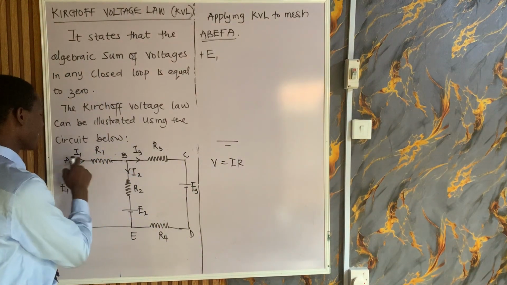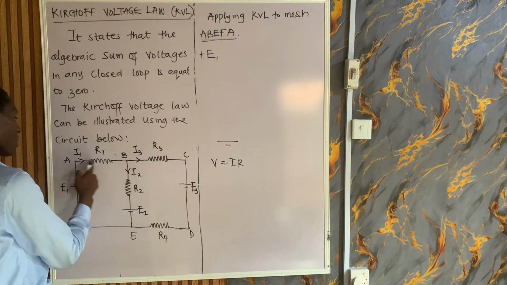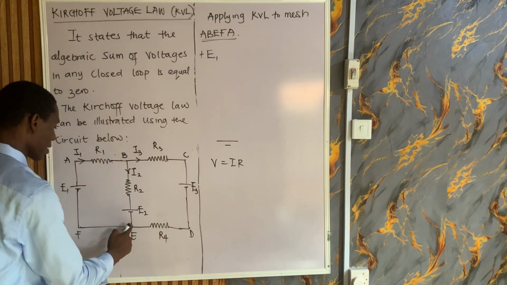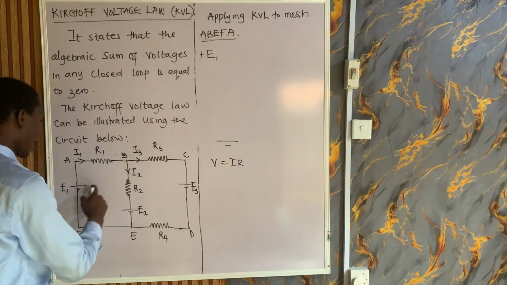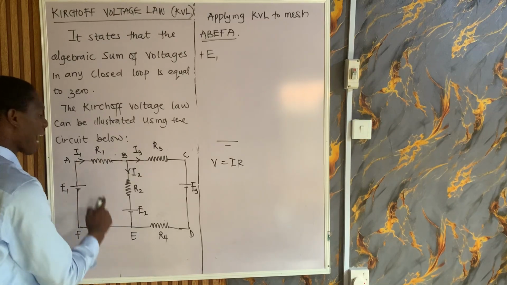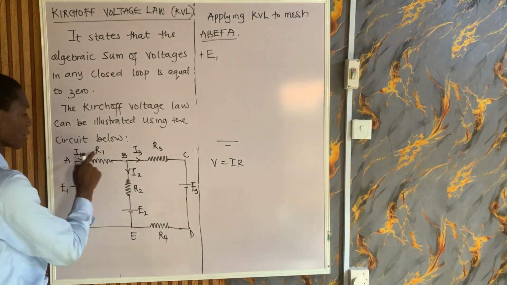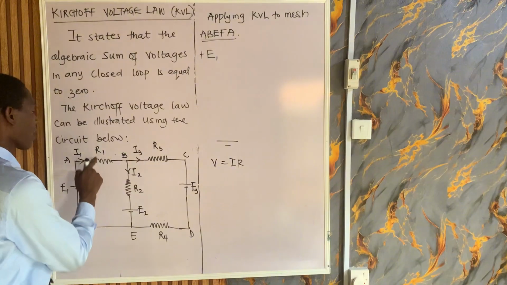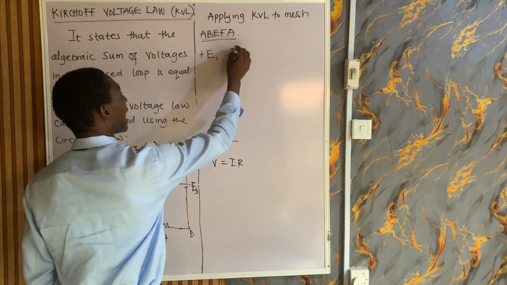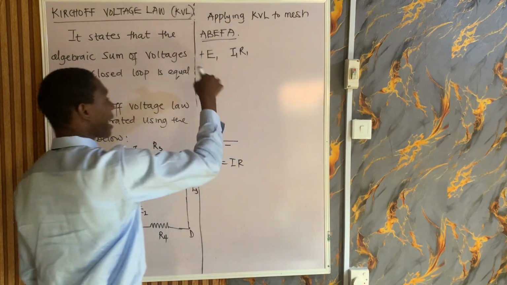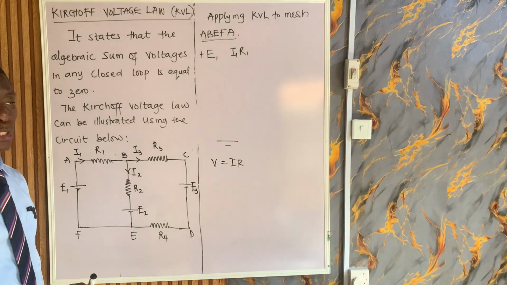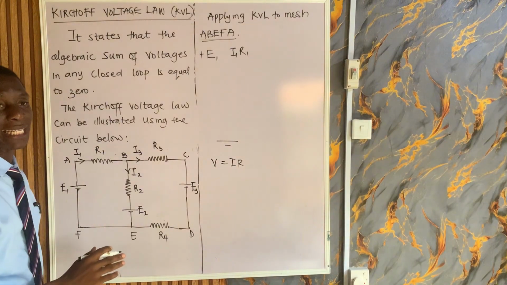What current is flowing here? That's I1. This I1 flows across this part and this part, so this is the entire place where I1 flows. So any resistor I meet in this part has I1 flowing through it. Now, to get the voltage here, applying Ohm's law, it's going to be I1 R1. The next question is, is it going to be positive?